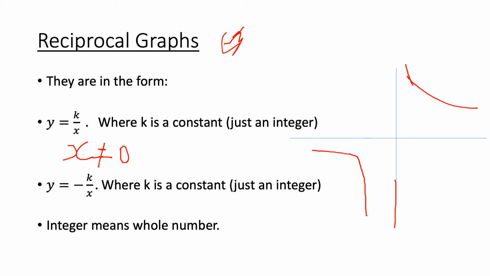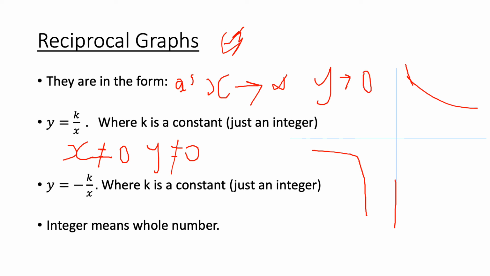Similarly, y can never equal 0 either for our purposes, because as y gets bigger and bigger, x gets smaller and smaller. I'll put a little notation here. As x tends towards infinity, so it gets bigger and bigger, y gets closer and closer to 0, but it never ever touches 0, because these are what we call the asymptotes. So it never ever touches these lines.